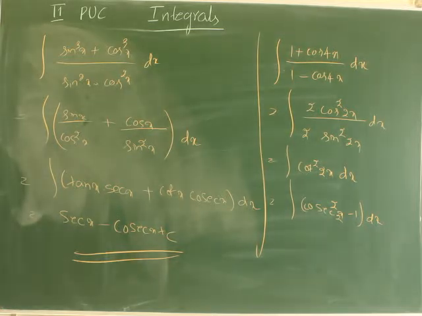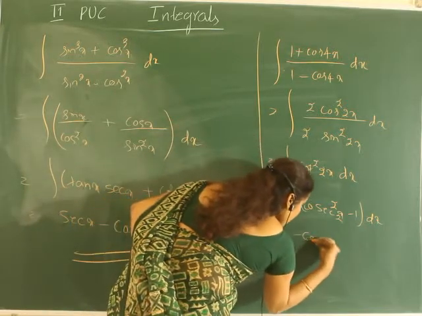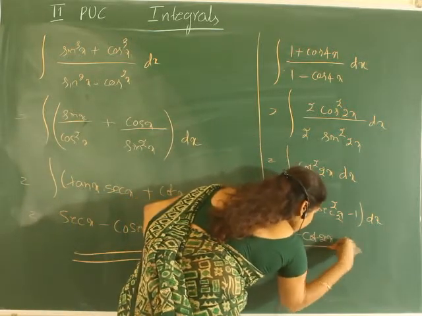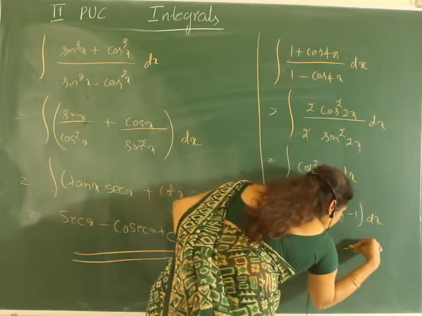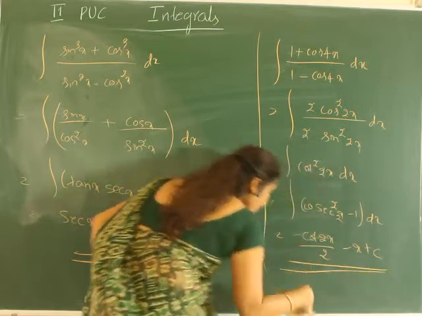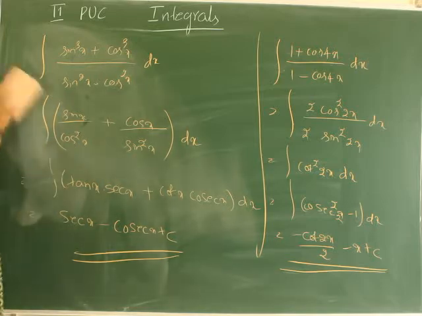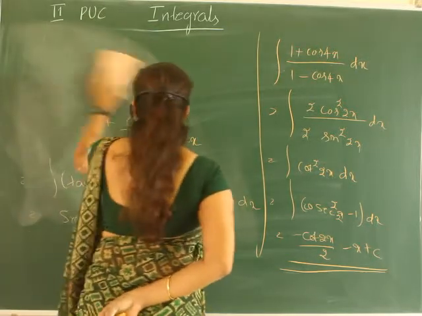But here it is cosec square 2x, so it is minus cot 2x divided by 2. Minus cot 2x divided by 2 minus x plus c. This is the answer for that question. Next one.